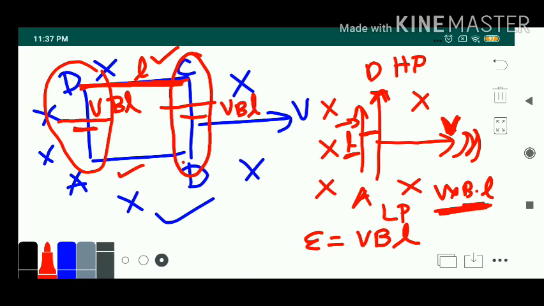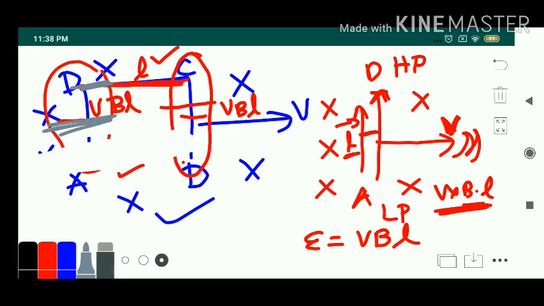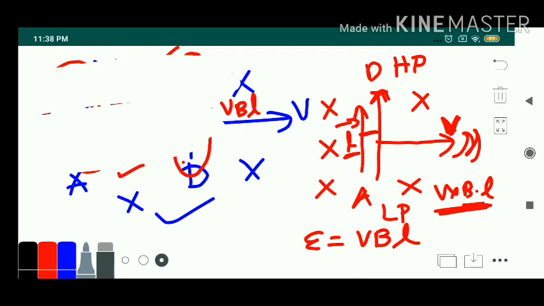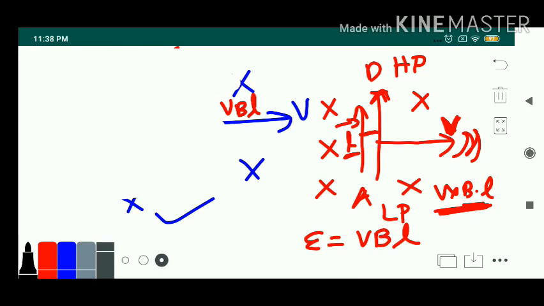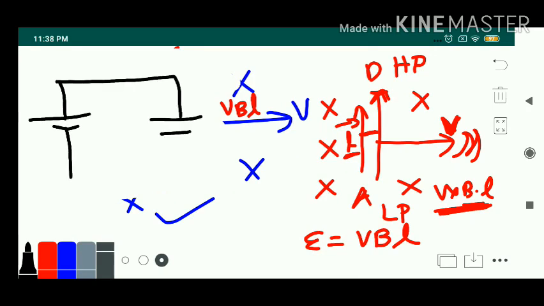I'm going to draw the entire figure again, guys. So let's take another color. Okay, I'm rubbing it off, so that we can replace this entire circuit with an equivalent circuit. It will be a cell like this and another cell like this. This is VBL and this is also VBL, right? So you got an equivalent circuit with cells.